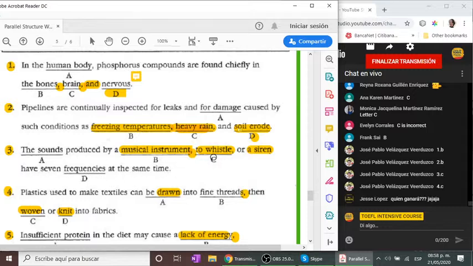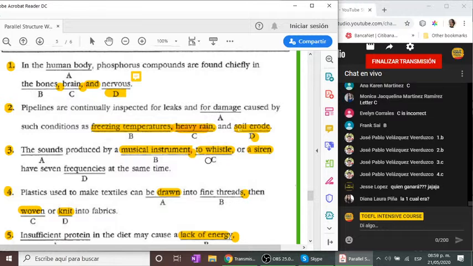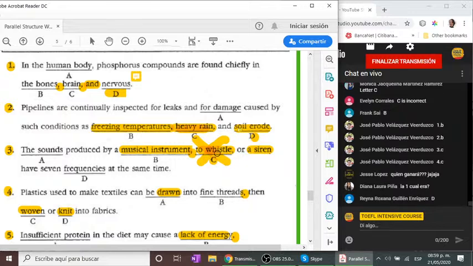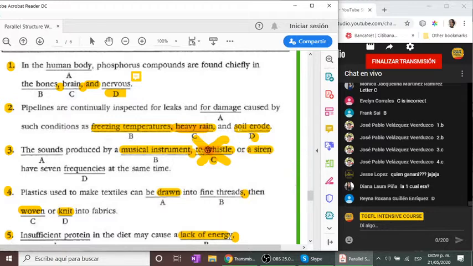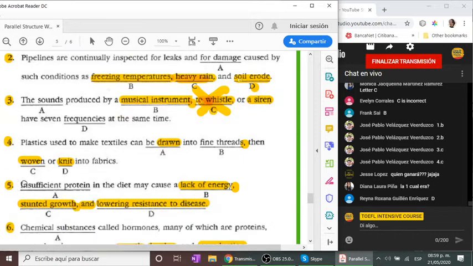The sounds produced by a musical instrument, to whistle or a siren, have 7 frequencies at the same time. Well, to whistle needs to go. The sounds produced by a musical instrument, whistle should not be in there. I could say whistling or a siren, that would be correct, but this is incorrect. Whistling. There you go. You eliminate the E for the gerund. All right. Okay. Number 4.